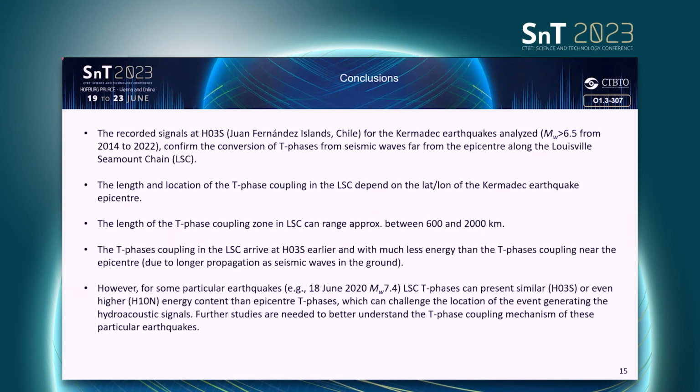The T phase coupling at the Louisville Seamount chain arrives at HO3 earlier and, in general, with less energy than the T phase coupling near the epicenter. However, we saw a particular case, the one that I showed you, where sometimes the T phases coupled at the Louisville chain can have about the same magnitude as the ones triggered near the epicenter, and this can make it tricky to separate which part of the signal is really linked to the real source of the event. This is something that we want to explore, this type of specific earthquakes, and we are open to receiving some suggestions on this topic.